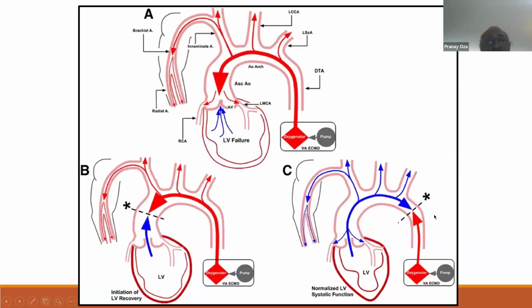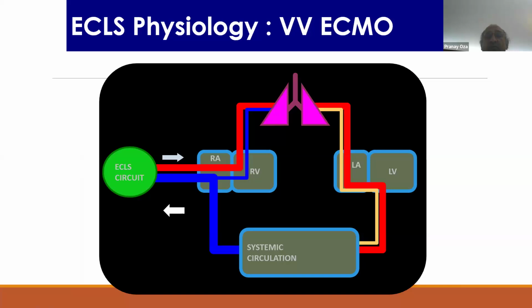So if there's no contractility, zero contractility, everything is ECMO flow. If the heart is contracting to some extent, but the contraction is minimal, only the coronaries will get the native flow, and the rest is all ECMO flow. As the contraction increases, the upper half and the lower half of the body get differentiated. The upper half will get native circulation, the lower half will get ECMO circulation. But that is quite different in VV ECMO.